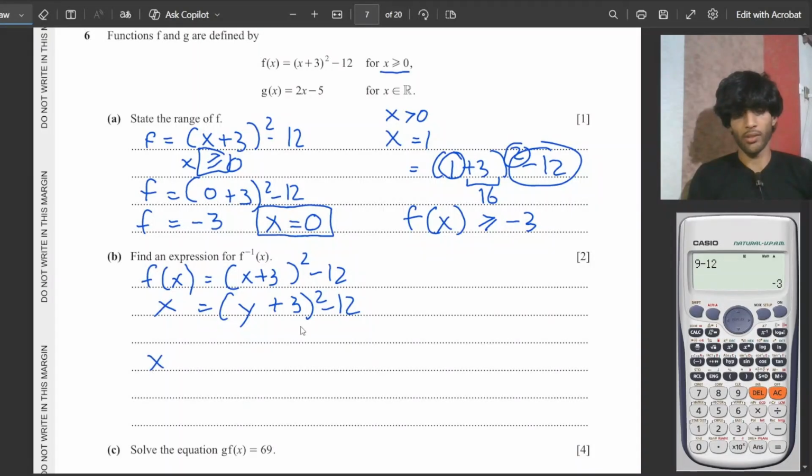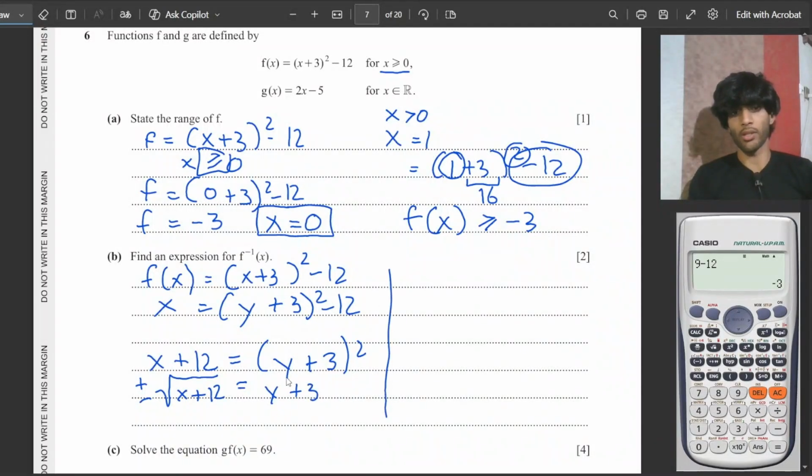So I'm going to get x, take the minus 12 to the other side, it's going to become plus 12, and I'm going to get (y plus 3) squared over here. Take the square to the other side, I believe that is going to be plus or minus the square root of x plus 12, which equals y plus 3. And so you can send the 3 over to the other side, so it's going to be y equals minus 3 plus or minus the square root of x plus 12.